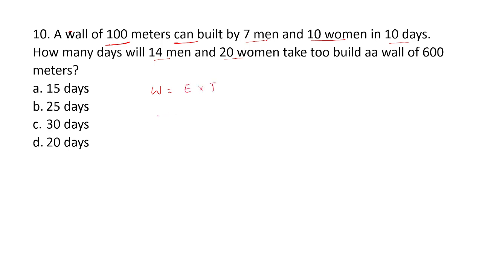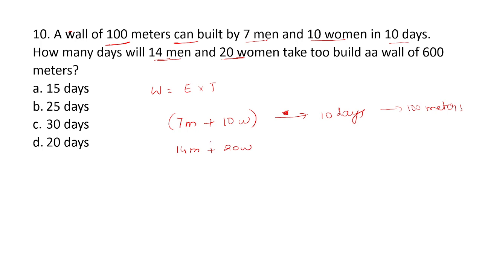Initially, how many men? 7 men. Let us consider M as a man's efficiency, plus 10 women, W as a woman's efficiency. They work for 10 days to complete 100 meters of wall. Now, later it is given that 14 men and 20 women should build a wall of 600 meters.